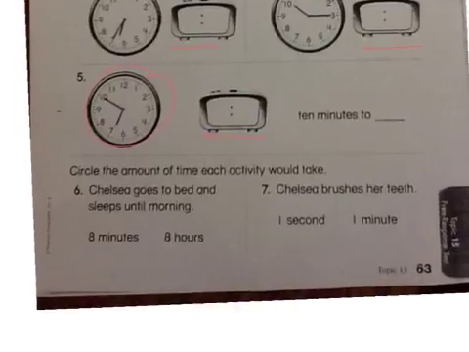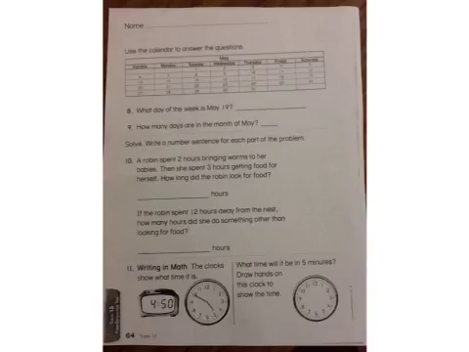And then number 6, circle the amount of time each activity would take. Chelsea goes to bed and sleeps until morning. Is that 8 minutes or 8 hours? Number 7, Chelsea brushes her teeth. Would that take 1 second or 1 minute? Now we're on to the back.